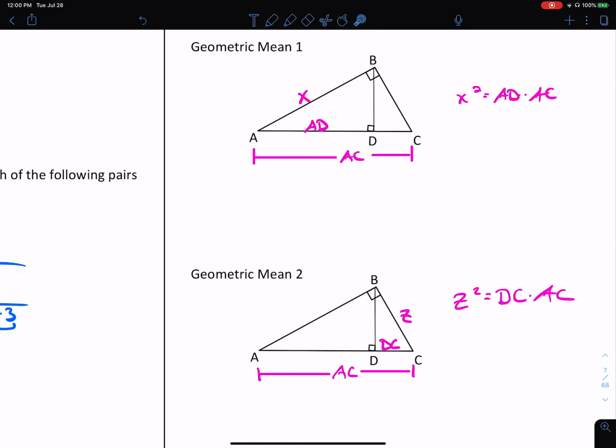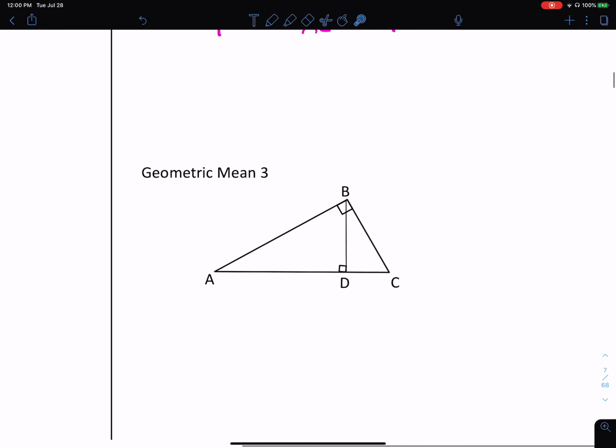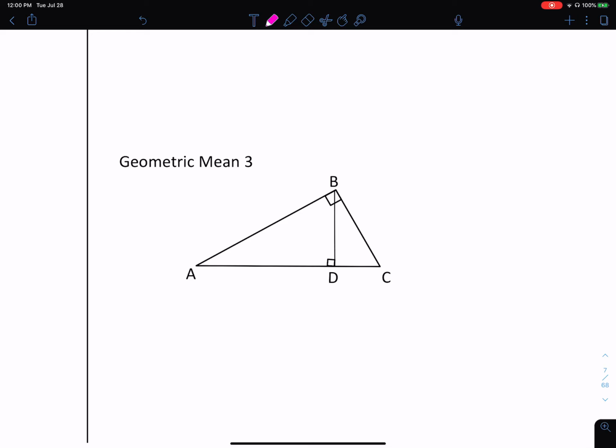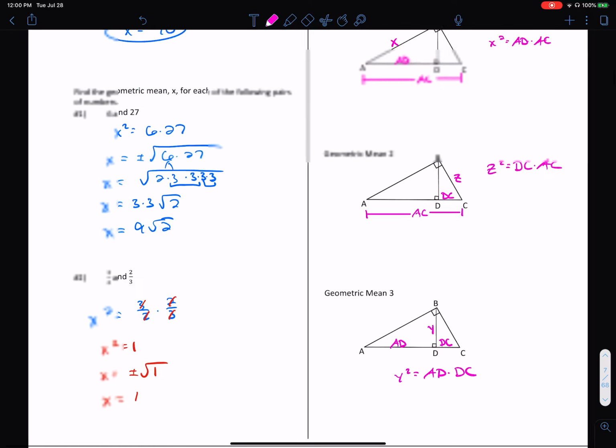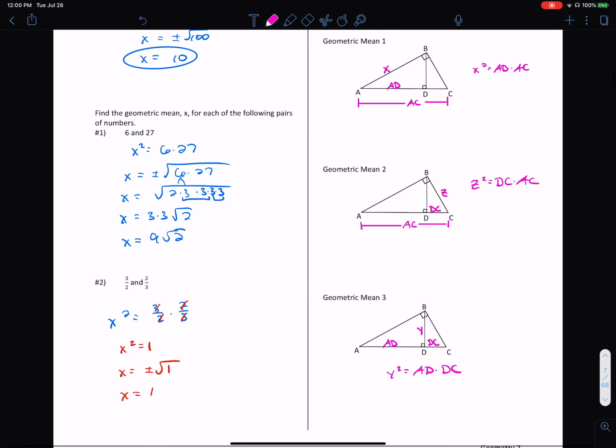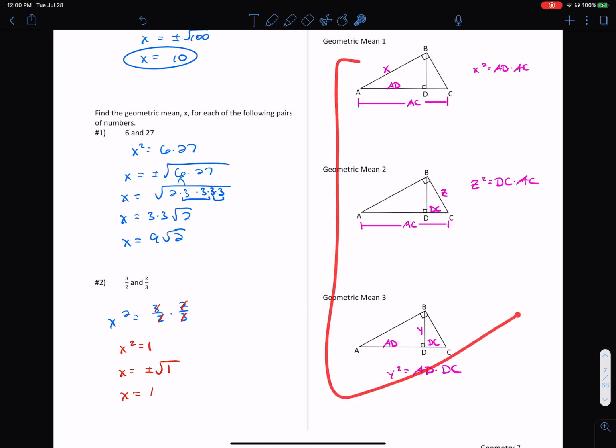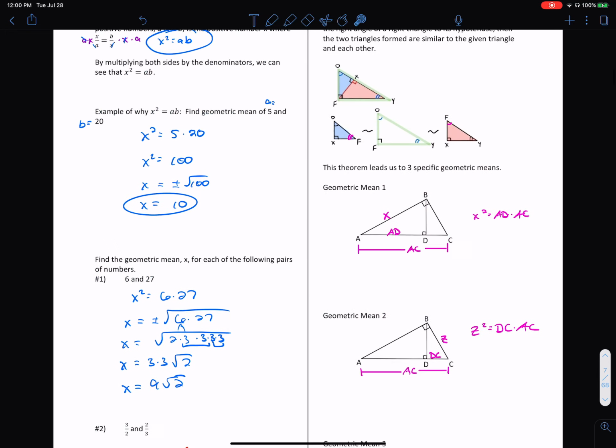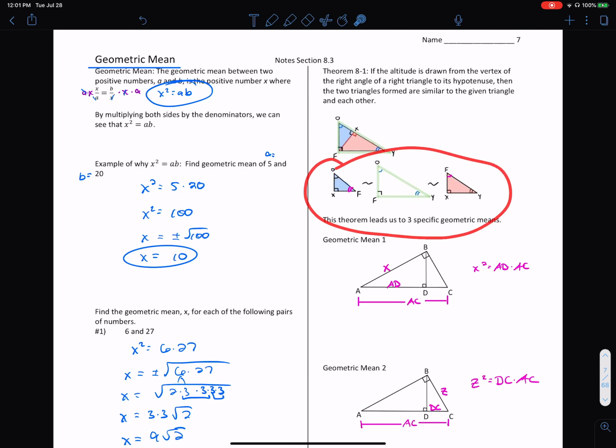Geometric mean 3 is a little bit different. Y is the geometric mean of the product of each part of the hypotenuse. So y squared is going to equal the product of AD times DC. You need to know how to find the values of these letters using geometric means. All this comes from the fact that we have similar triangles.